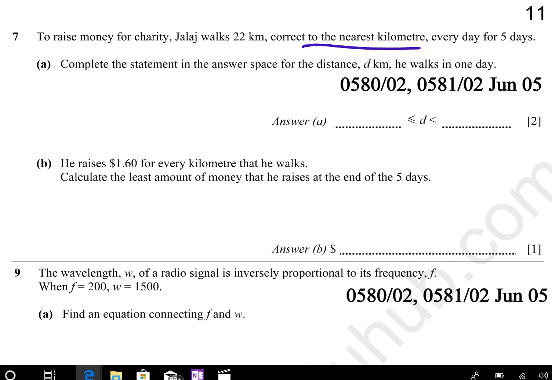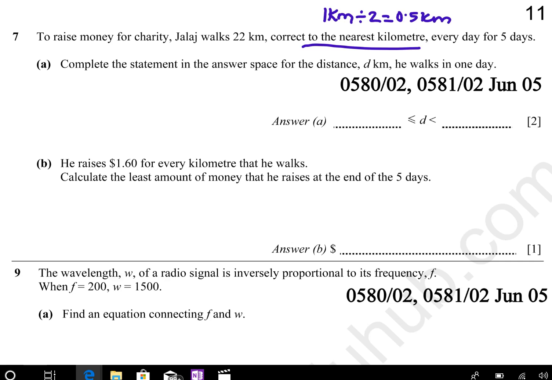Whenever there is a word like nearest centimeter, nearest kilometer, nearest gram, whatever it is, you're going to divide it by 2. So nearest kilometer means 1 kilometer, and dividing by 2 makes it half a kilometer, that is 0.5 kilometers. That means you are going to have a lower bound and an upper bound.